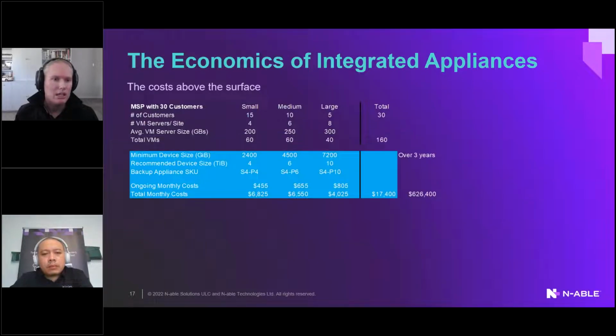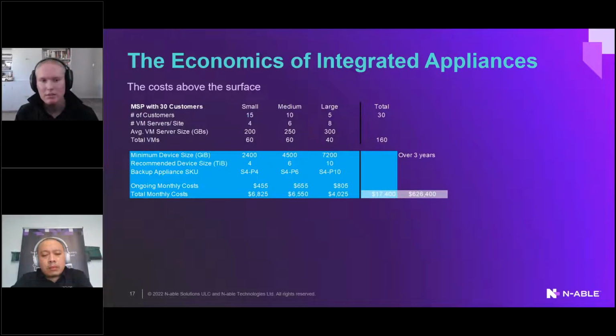Now let's put in a Datto device, for example. We need to spec it out. We're going to put in the 2400 gigabyte size device, which is good enough for, let's say, 4 devices, and we'll give it a theoretical SKU of S4P4. Down below, we can see the ongoing monthly costs for that device, $455 for that small device, all in at $6,000, almost $7,000, just for the small customers.